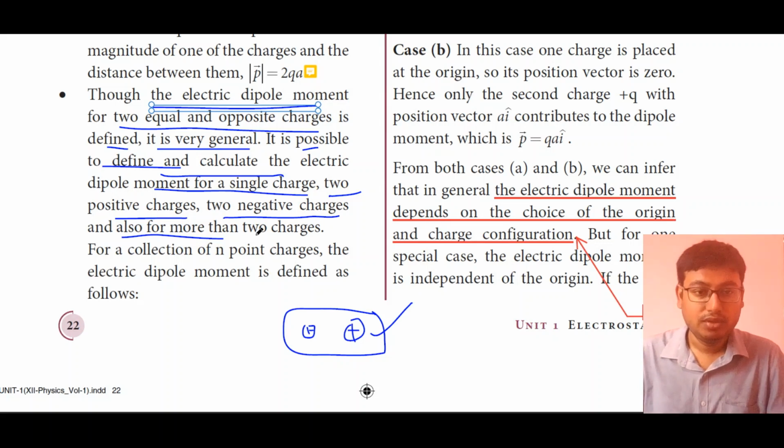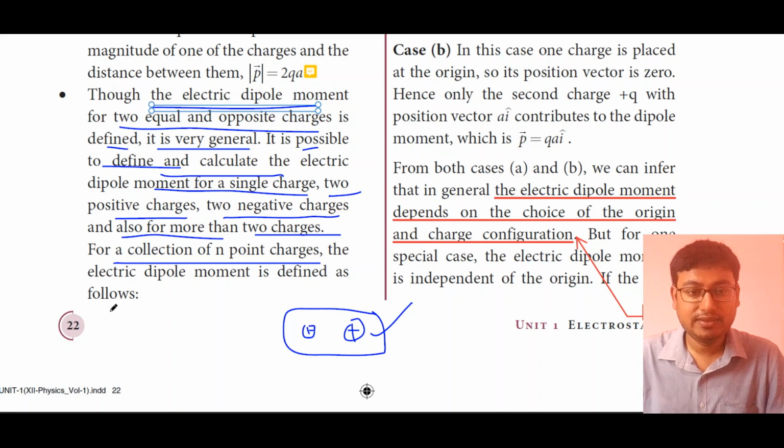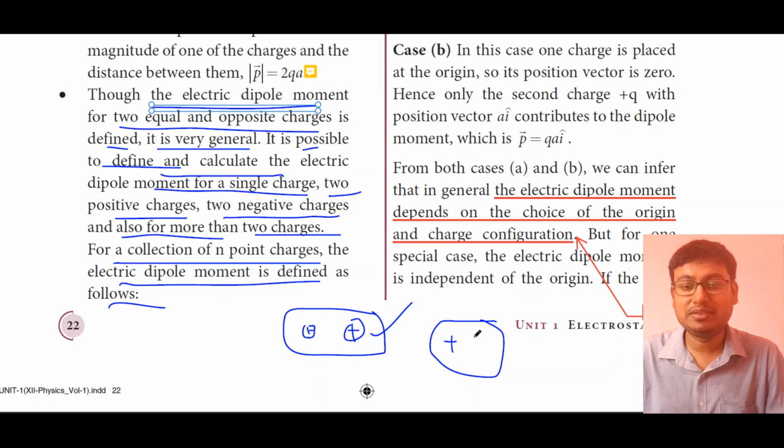Fine. Now coming to a collection of n point charges, the electric dipole moment is defined as follows. If in a system we have a lot of charges, whether positive, negative, or a combination of both, the total dipole moment can be calculated by this formula.